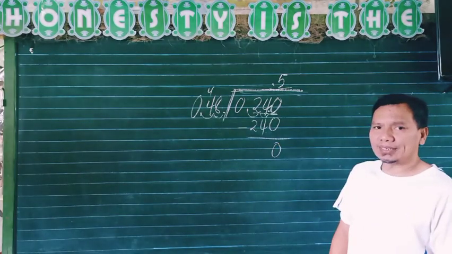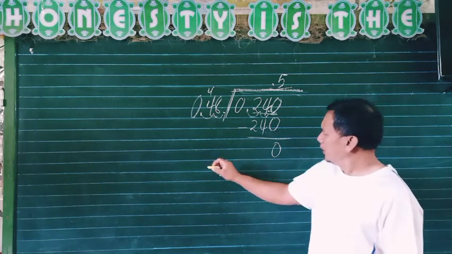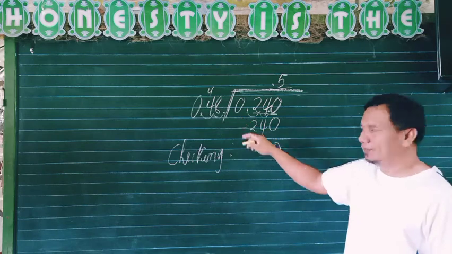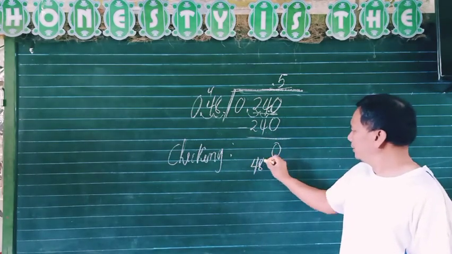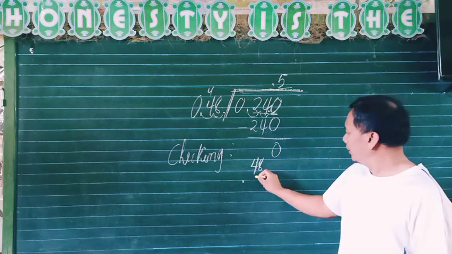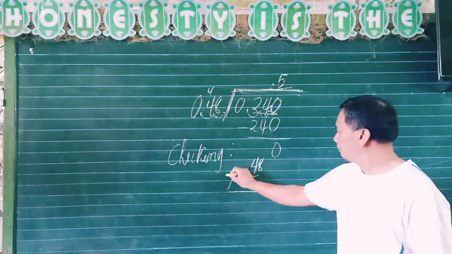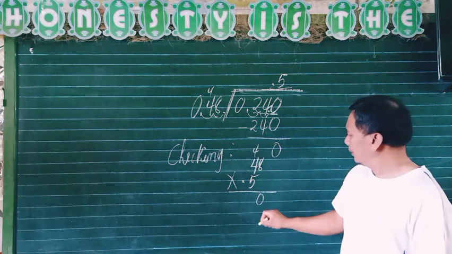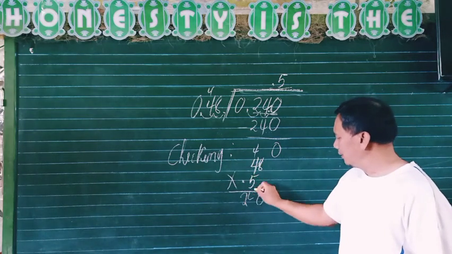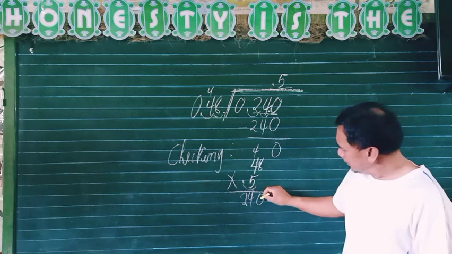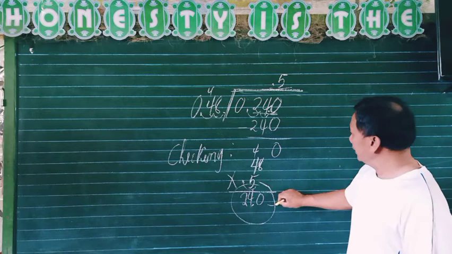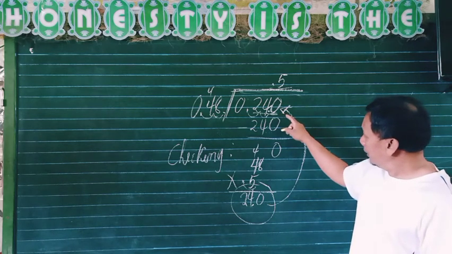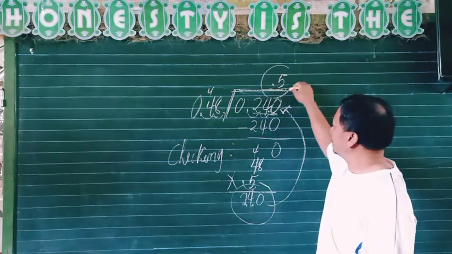Okay, let us check now our answer if it is correct or not. In checking your answer, you're going to multiply your quotient times the divisor. So, 48 is your divisor, and 5 tenths is your quotient, you multiply that. So, 5 times 8 equals 40. Carry 4. 5 times 4 equals 20 plus 4 equals 24. And how many decimal places? We have only 1. So we got the dividend as our product. So meaning, if you got the dividend as your product when you're checking, your quotient here is correct.